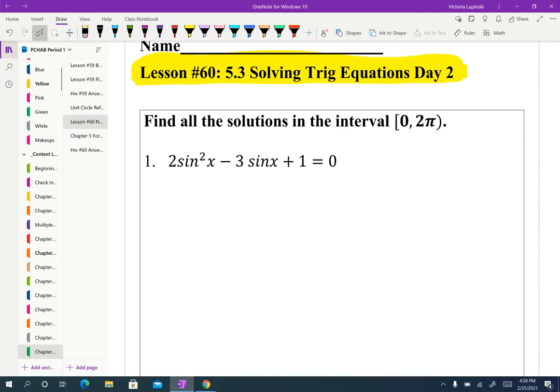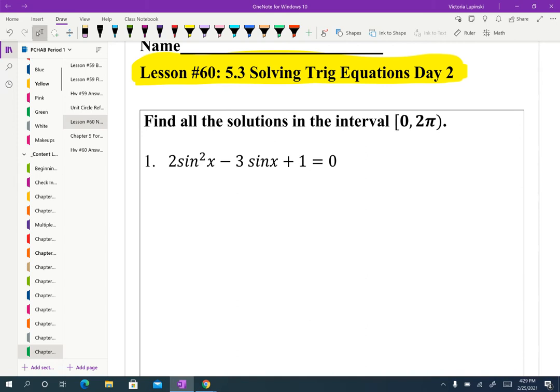The truth is your goal is still the same as it was in lesson 59. You're trying to isolate the trig functions, then you're trying to solve using the unit circle. Sometimes you're being asked to find the general solution, and sometimes you're only being asked to find from 0 to 2 pi. Here in the second day, we're going to have more substitutions using the formula sheet.